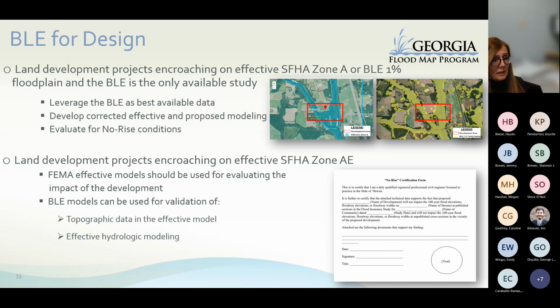And another tool from the base level engineering analysis that you can use is also the hydrologic input. So basically, you can extract the flow from the base level engineering analysis and see how it's comparing to the effective flow for the zone A stream, just to guide you if you need to spend more time to make sure that your effective hydraulic modeling is still good.